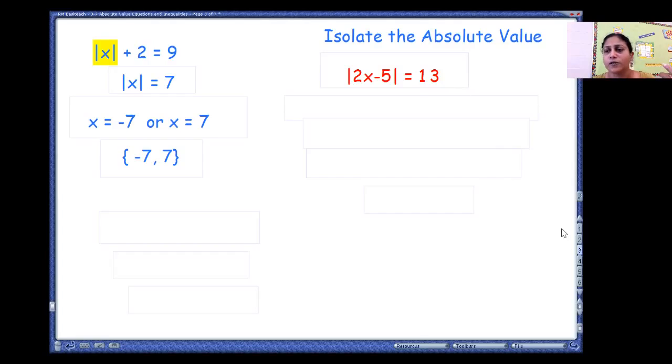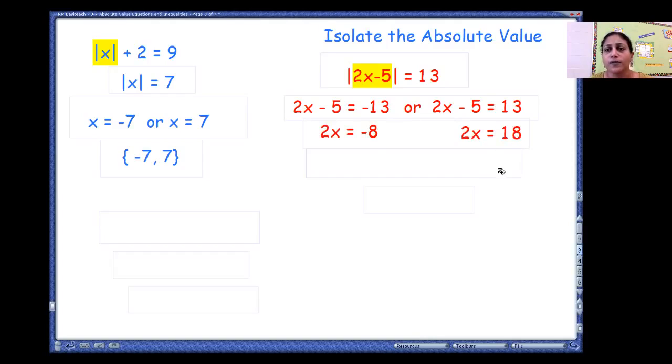So let's try another one. Here we have absolute value, which you must isolate, and it is actually already isolated. So that means whatever is inside is equal to either +13 or -13. So you end up with two equations with the word or. This word or is very important. And then you simplify both of these equations. It turns out that x is either equal to -4 or x is equal to +9, and then you put your answer in a solution set. And in order, remember, in math class we keep things in order.